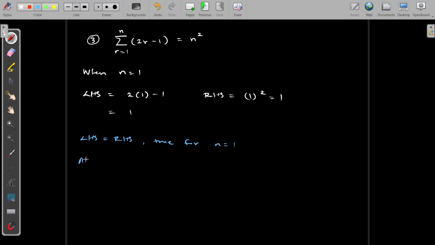So assume true for n equals k. That is, we're simply replacing the n values with k. So after that assumption, we need to show true for n equals k plus 1.